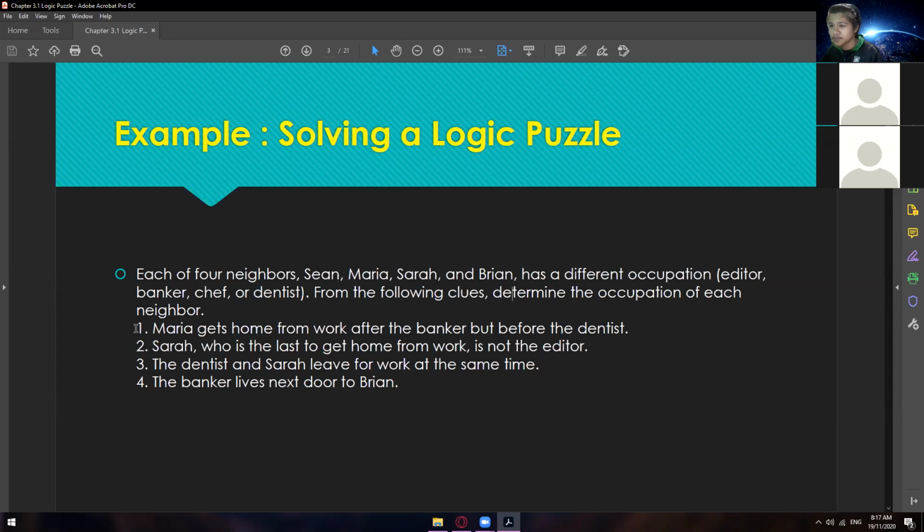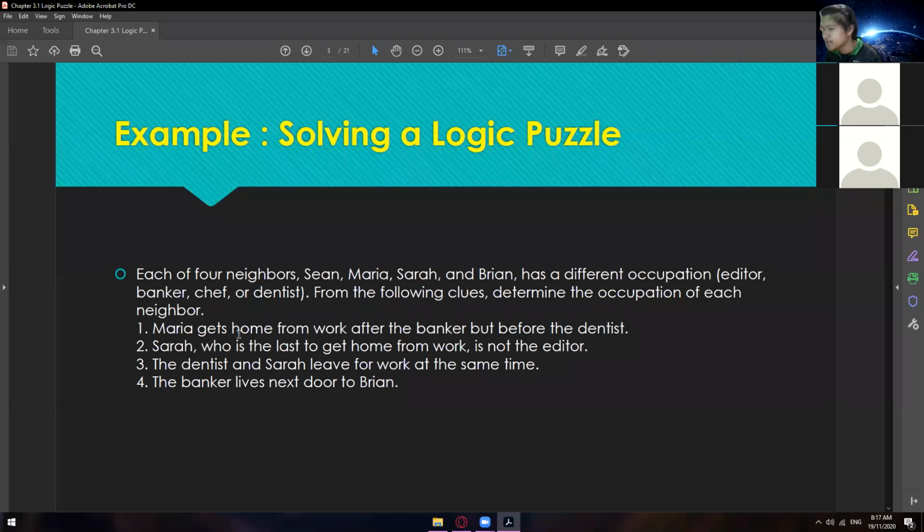So we have 4 clues here, as you can see. So the first one is Maria gets home from work after the banker but before the dentist. So from here, we already get 2 major leads. Like Maria is not a banker nor a dentist because Maria gets home from work after the banker and then before the dentist. Okay. Second one, Sarah, who is the last to get home from work, is not the editor.